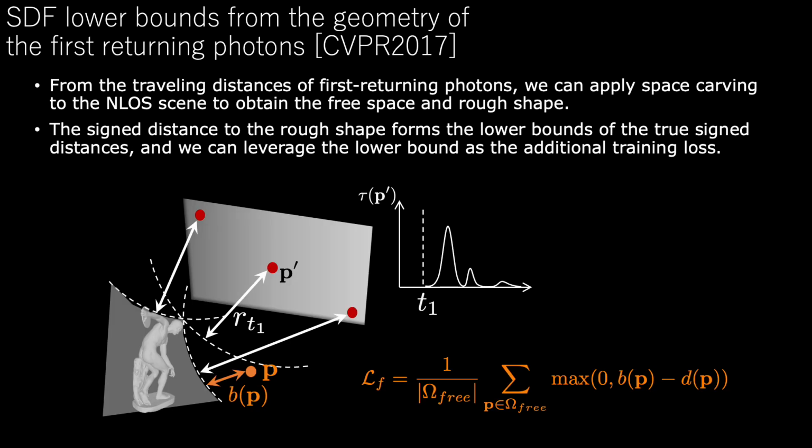We also introduce an SDF constraint based on the geometry of the first returning photon. From the traveling distances of the first returning photons, we can apply space carving to the NLOS scenes to obtain the free space and rough shape. The signed distance of the rough shape forms the lower bound of the true signed distance, and we can leverage this lower bound as the additional training loss.